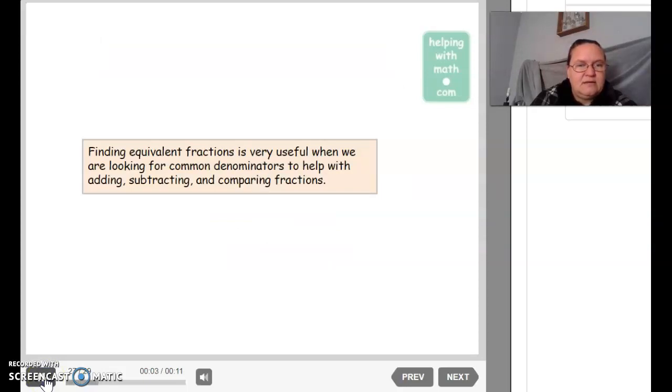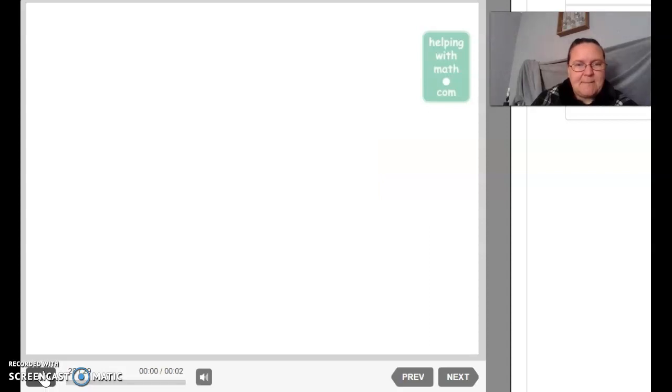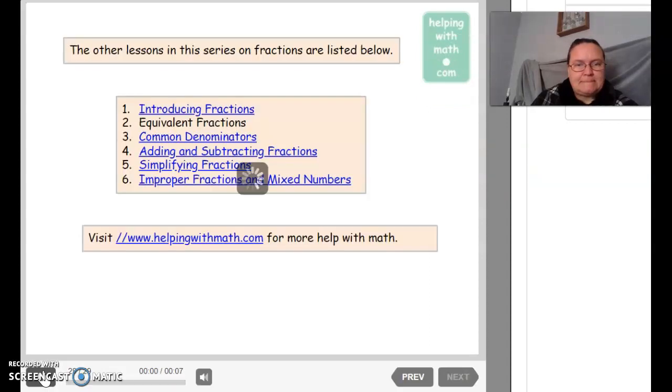Finding equivalent fractions is very useful when we are looking for common denominators to help with adding, subtracting, and comparing fractions. Okay, so there wasn't much more that she needed to teach us, but I found that very interesting.